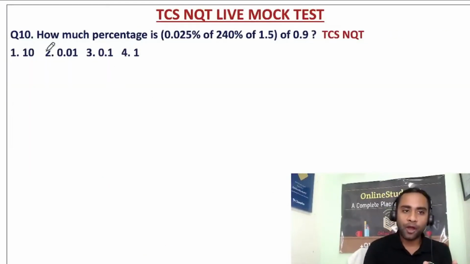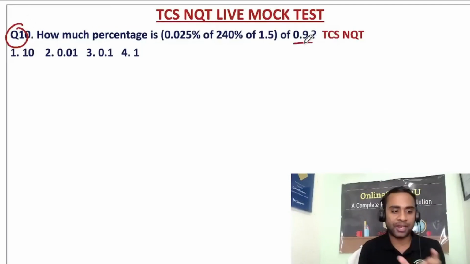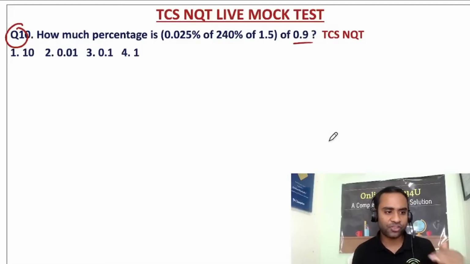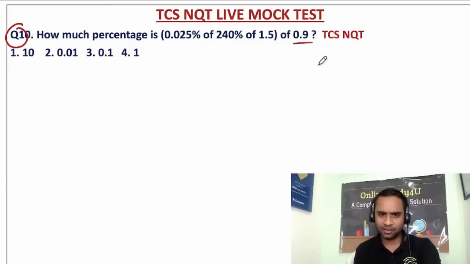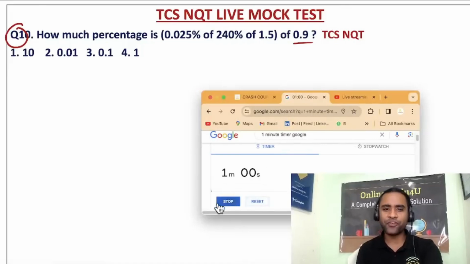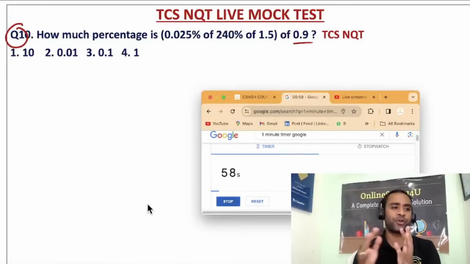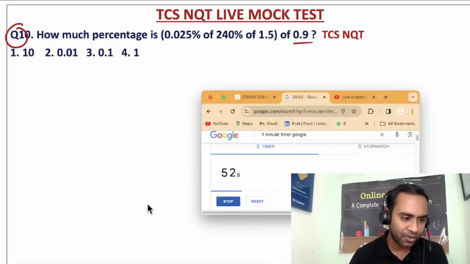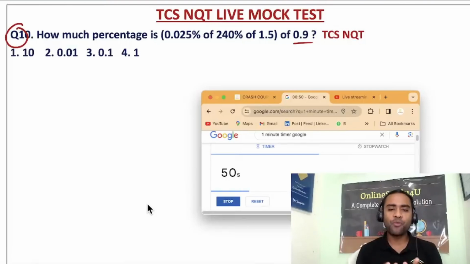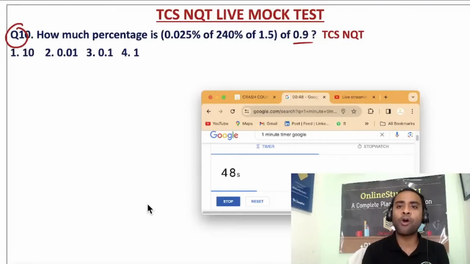Now, how much percentage is 0.25 percent of 240 percent of 1.5 divided by 0.9? For this question, I'm not going to give you the timer. Or let's take 1 minute, because this is a good question and many of you will make a mistake. So your time starts now. Let us see how many of you are able to solve.